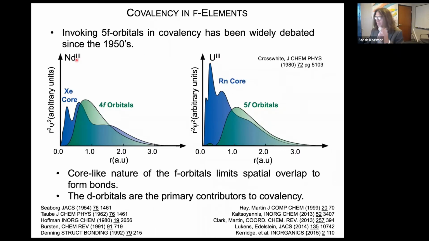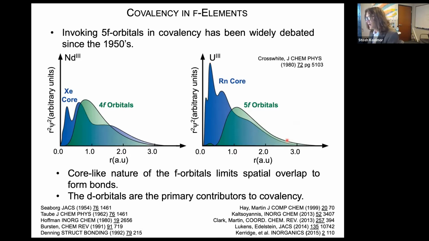This is neodymium. And what you see is that as you move away from the nucleus into this bonding region, somewhere between 2 and 3 angstroms, the core orbitals for neodymium extend beyond that of the 4f orbitals. The 4f orbitals are buried within the core. In uranium, the situation is somewhat similar, except the 5f orbitals peak out just a little bit, so they're a little bit more available for bonding in a covalent way.